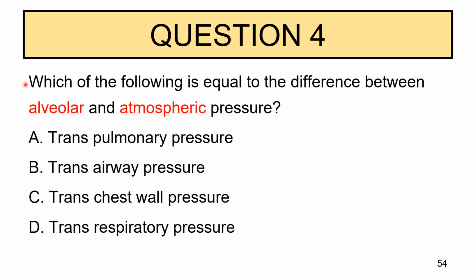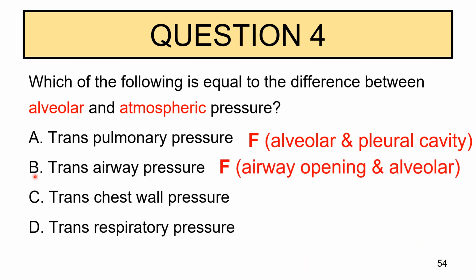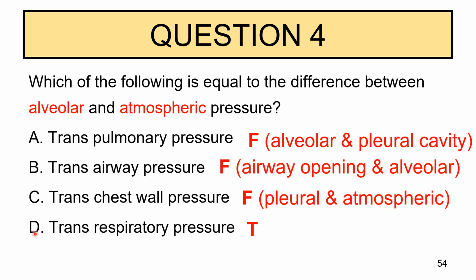So, which of the following is equal to the difference between the alveolar and the atmospheric pressure? A. Transpulmonary pressure. That's false because that's the difference between the alveolar and the pleural cavity pressure. B. The trans airway pressure, that is false because that is the difference between the airway opening and the alveolar pressure. C. The trans chest wall pressure, that's another false because that's the difference between the pleural pressure and the atmospheric pressure. And finally, D. The trans respiratory pressure, which represents the difference between alveolar and atmospheric pressure.